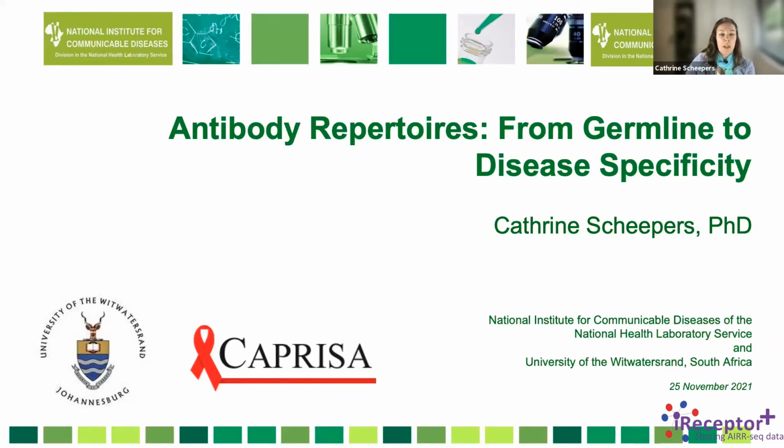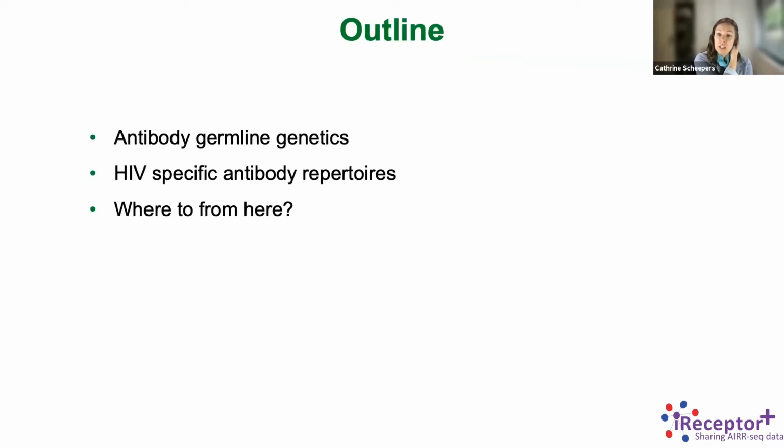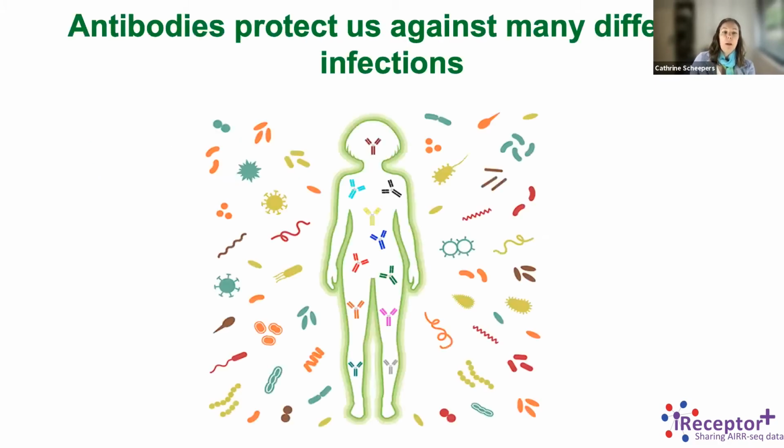So I am, if I can figure out how to change the slides. My talk is really just going to be in three parts. First I'm going to talk about antibody germline genetics, then HIV-specific antibody repertoires, and then where to go from here.